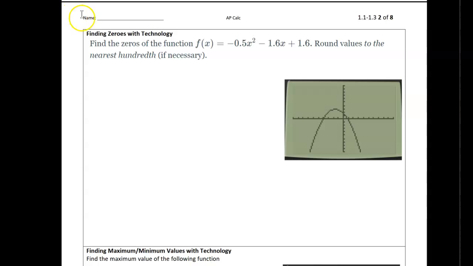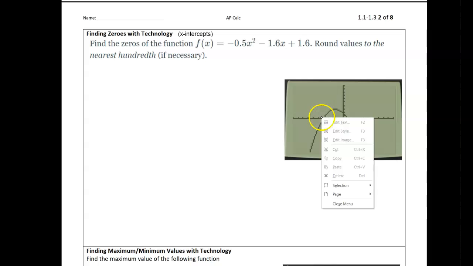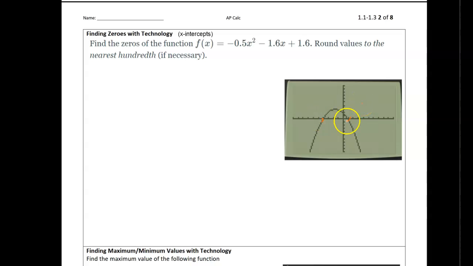So here we're finding zeros of our graph, and you know that zeros is the big boy word. It means the same as x-intercepts. So I'm going to show you how to do this in your calculator. We've done this before, but this is just a refresher. Notice we have two zeros. We have a 0 here, a 0 here. So maybe mark those on your copy, because those are the points we're going to be finding.